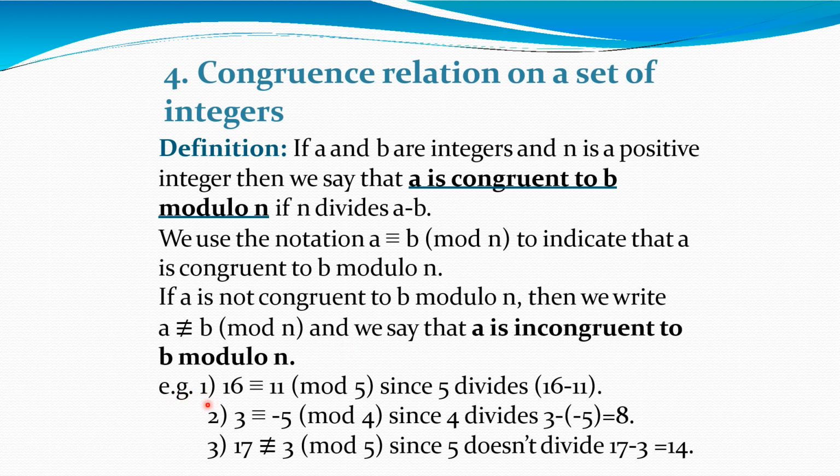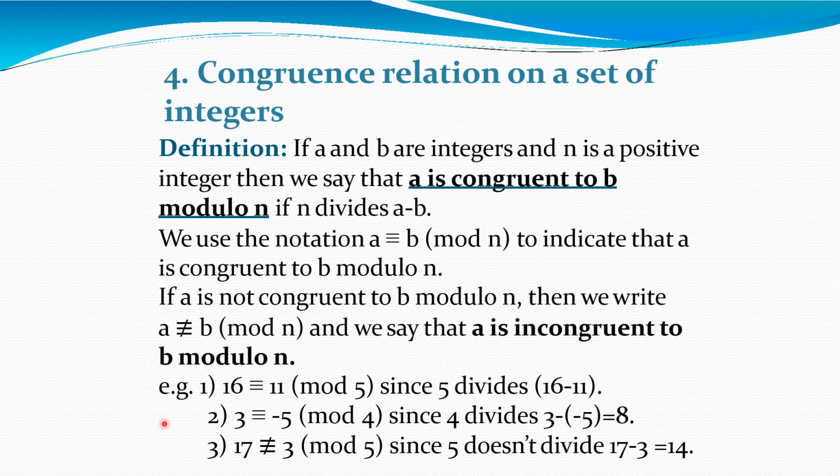Now, see this example. 16 is congruent to 11 modulo 5. Now, comparing it with the standard notation, here a is 16, then b is 11 and n is equal to 5. So 16 minus 11 is 5 and n equal to 5 divides 16 minus 11. So 16 is congruent to 11 modulo 5.